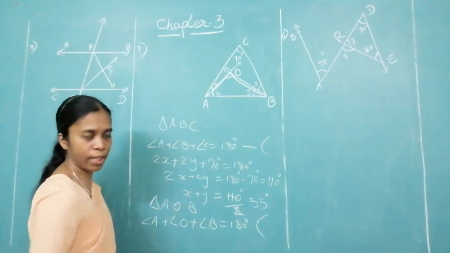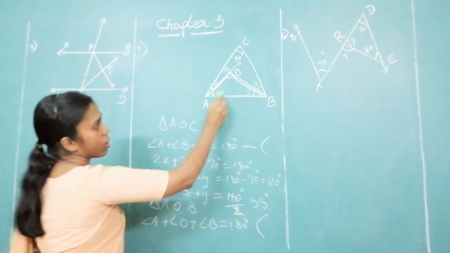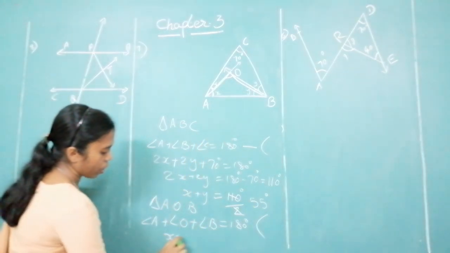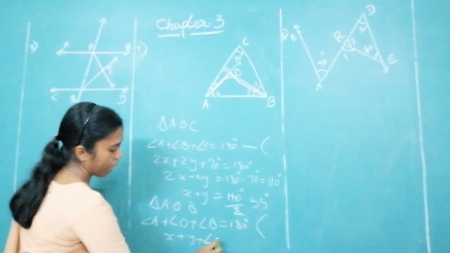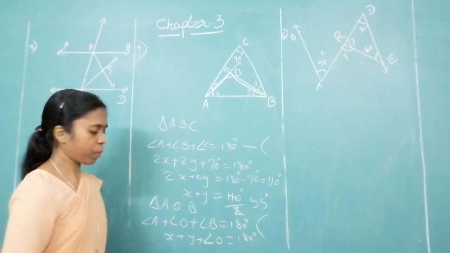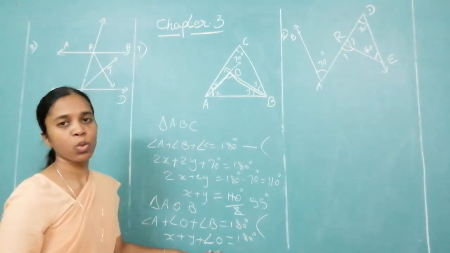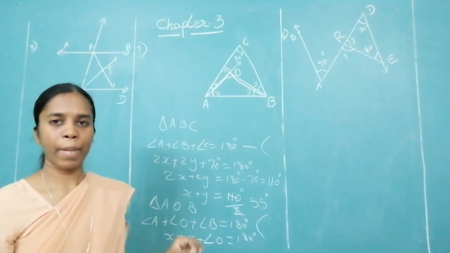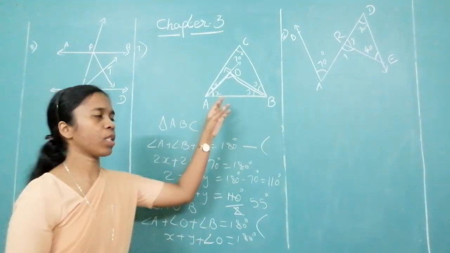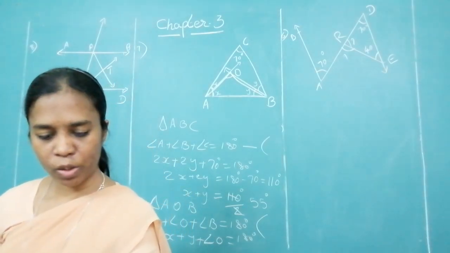Sum of the measures of the triangle. A and B, how much is here A and B? That is x plus y. So x plus y plus angle O is equal to 180 degree. Substitute for x plus y. Therefore, angle O is equal to 180 degree minus 55 degree. That is how you find it. We'll go for the next question.